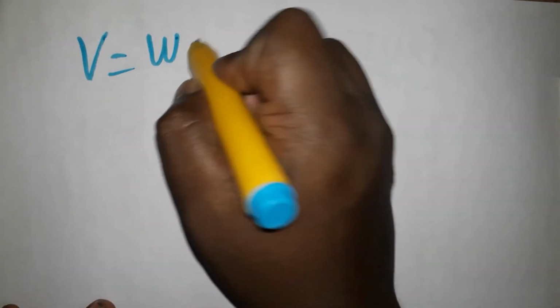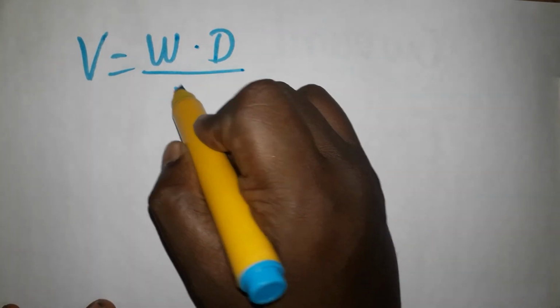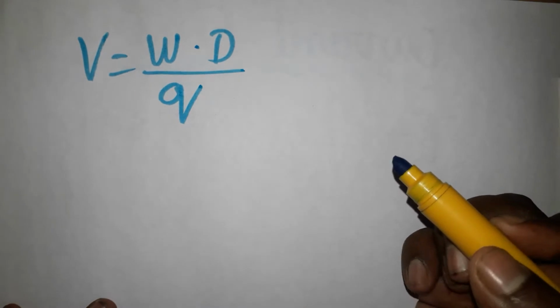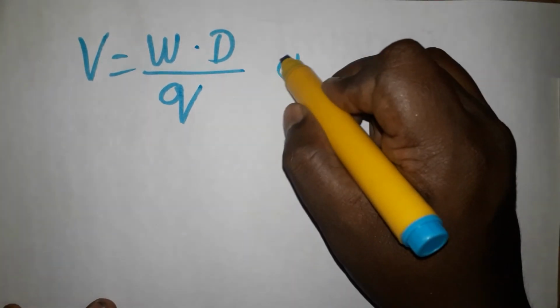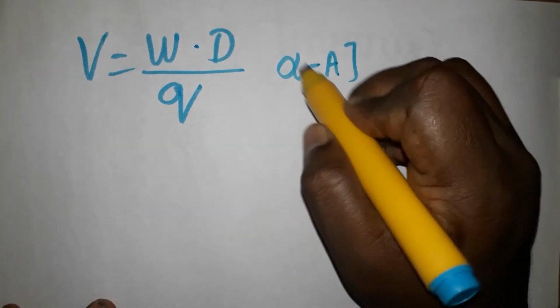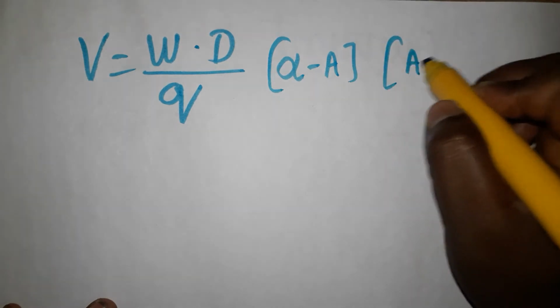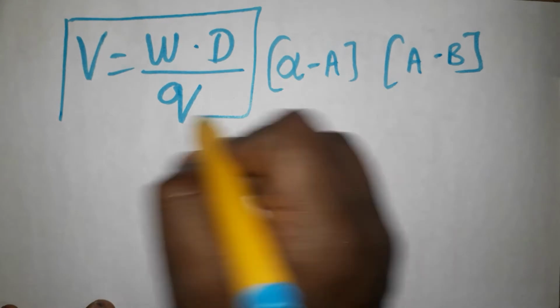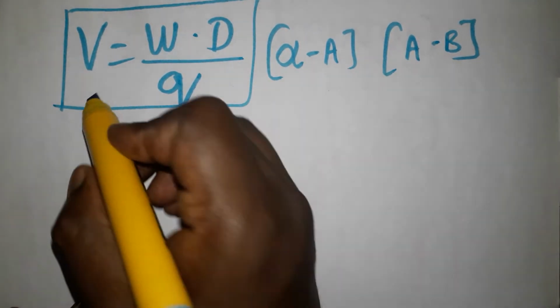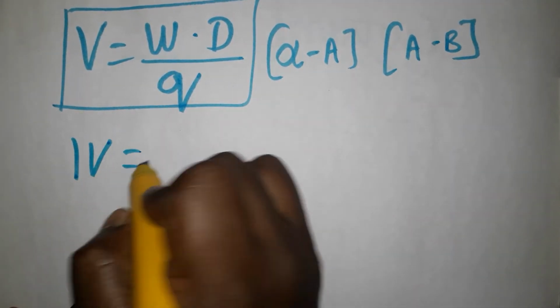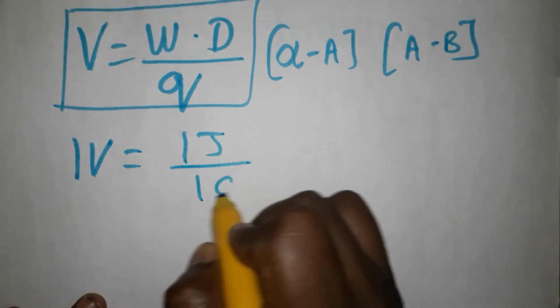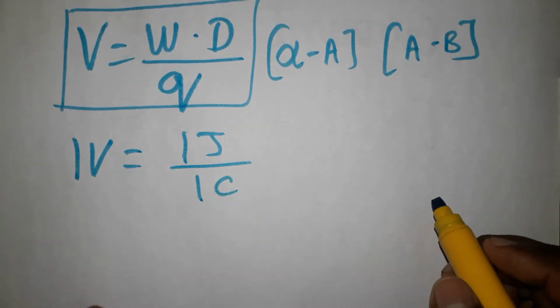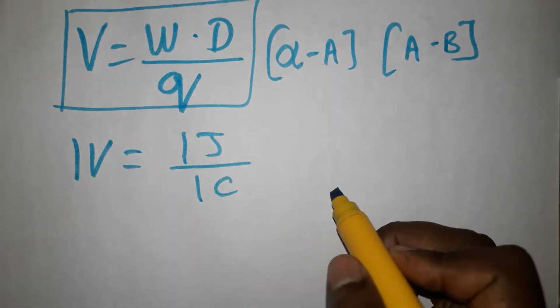The next thing, voltage. Voltage is equal to work done by charge. Potential and potential difference: potential is when a charge is brought from infinity to one point; potential difference is when the charge is brought from one point to another point. Both have the same formula. V is equal to work done per unit charge. Voltage is in volts, work done is in joules, charge is in coulombs. 1 volt is equal to 1 joule per coulomb.